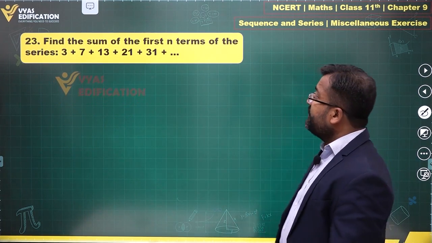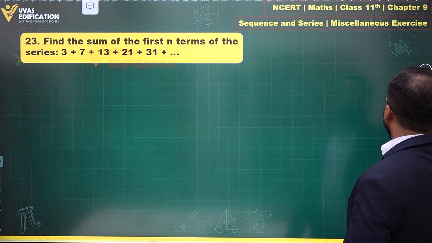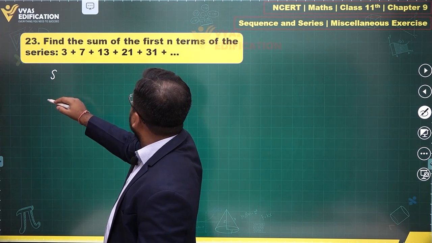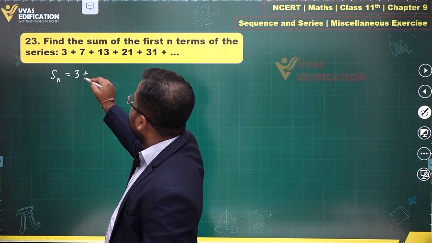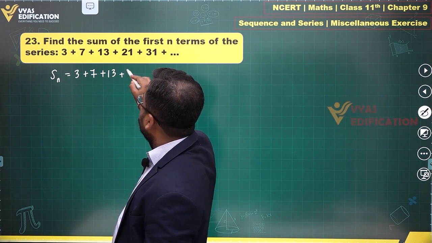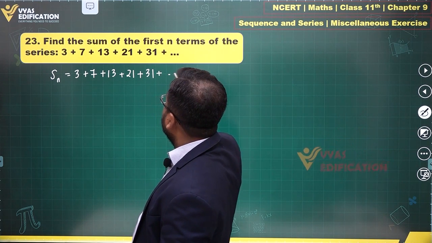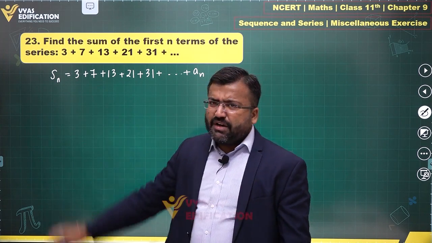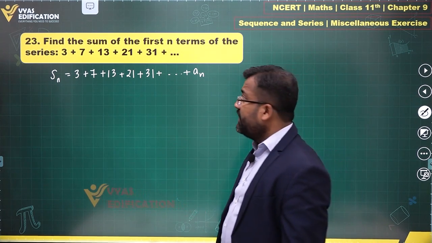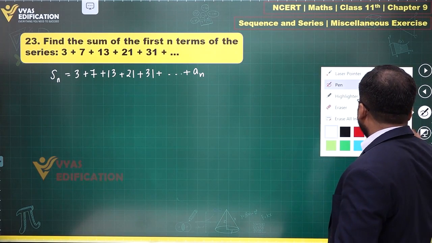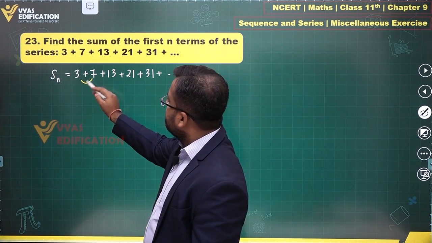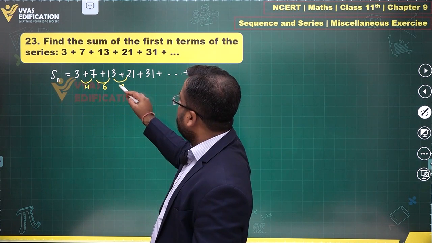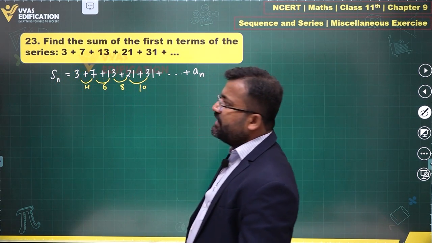Question number 23 says find the sum of the first n terms of the series. What do we have? So the sum of the first n terms, Sn, will be 3 plus 7 plus 13 plus 21 plus 31 plus dot dot dot. There will be some nth term. Is this some kind of arithmetic progression or geometric progression? If you observe carefully, it is neither. The differences are 4, 6, 8, 10. The differences are in arithmetic progression, right?